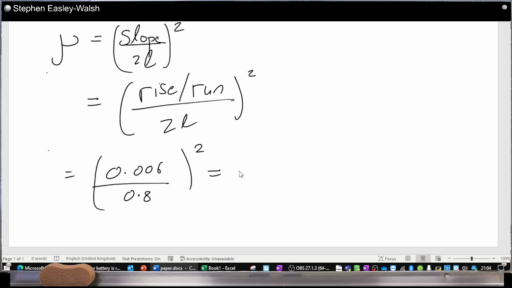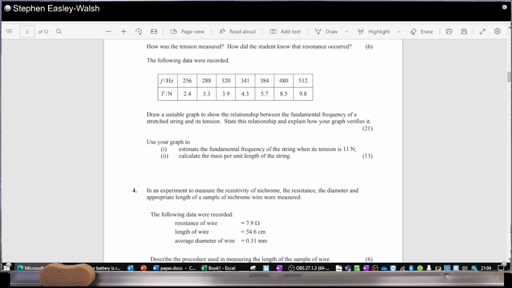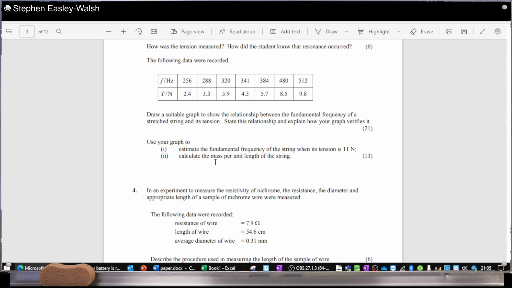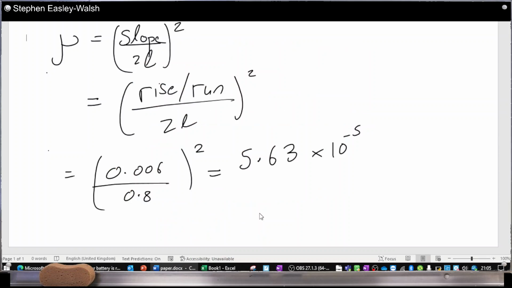So that will equal 5 point, it's unclear how many significant figures to use in this question. I want to use 2, but that's a root, add 1. Okay, we'll just use 3. 5.63 times 10 to the minus 5, and as you can see, it's mass per unit length. So it would be kilograms, that's mass, per unit length, per meter, like that. Okay.